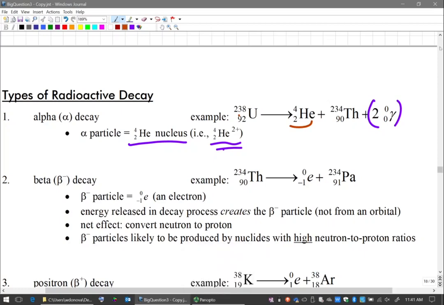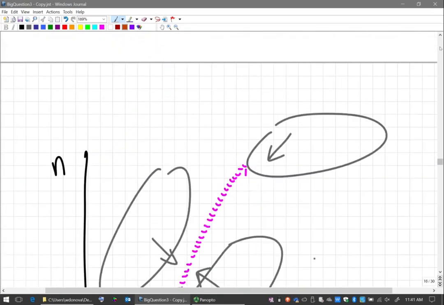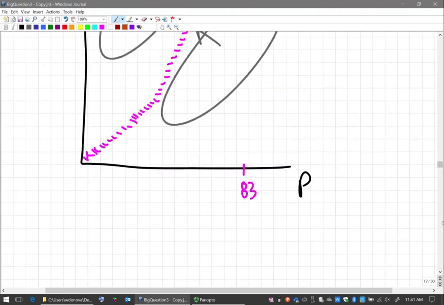So on the graph up there, losing 2 of each, that's going to be an arrow that goes down and to the left. We're going to go down 2 on the x-axis of protons, and down 2 on the y-axis of neutrons. So the alpha decay is going to go down and to the left. Okay, so that gets us closer to the band if we're way beyond the band.